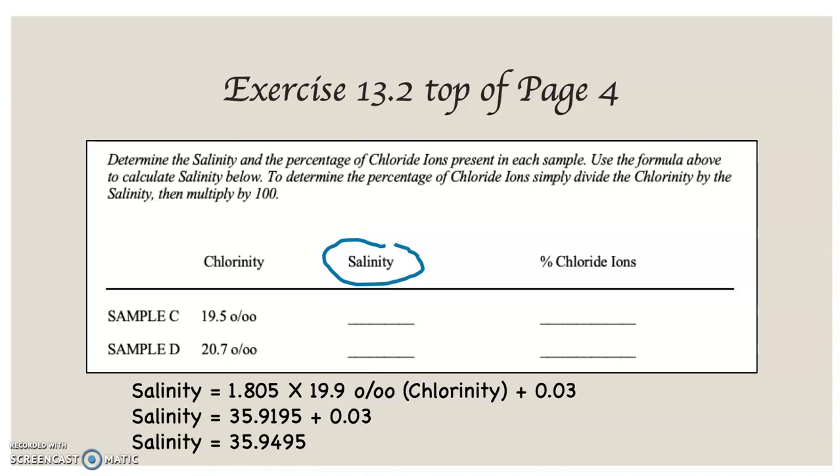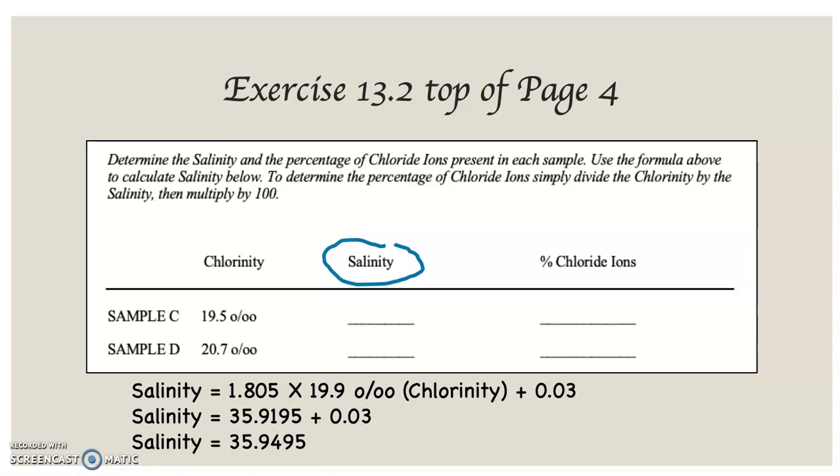Remember, the formula is, as you can see in that top line, 1.805 times chlorinity in parts per thousand plus 0.03. I'm telling you in our made-up problem, so let's call this sample 2, that the chlorinity is 19.9 parts per thousand. Okay? So what do we do? We take the formula, 1.805 times 19.9, which is the chlorinity that I just made up, so we have a problem to work with, plus 0.03.